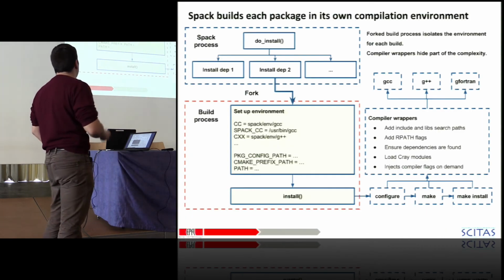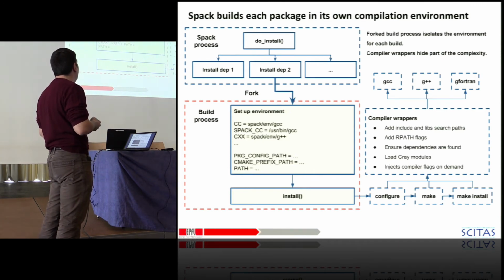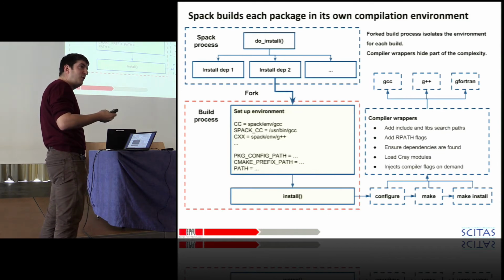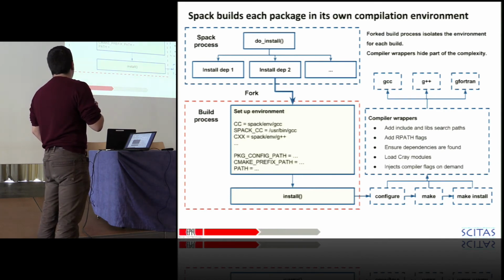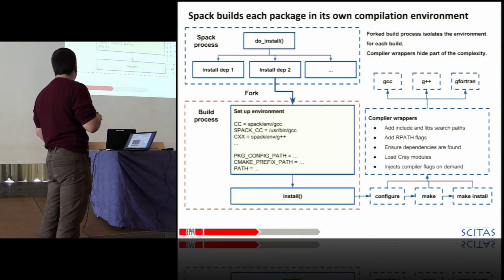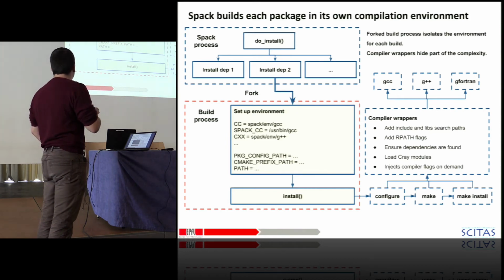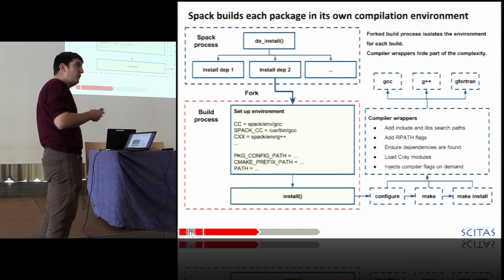Okay, this is a bit more complex, but it should explain graphically what goes on once you have your concrete configuration, when it comes to building packages. Basically, from your concrete graph, Spack starts to explore it from the bottom up, and for each package that has not been installed yet, it forks a new process and sets up the environment for the build. In this case, the colors of the boxes are not random. The blue one means that the framework is in charge.